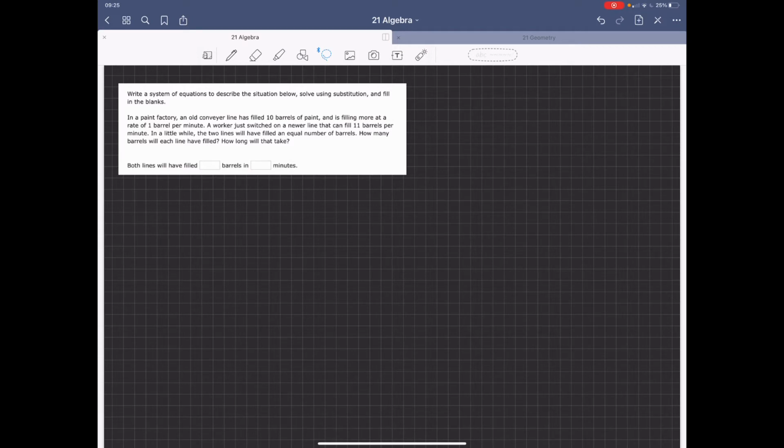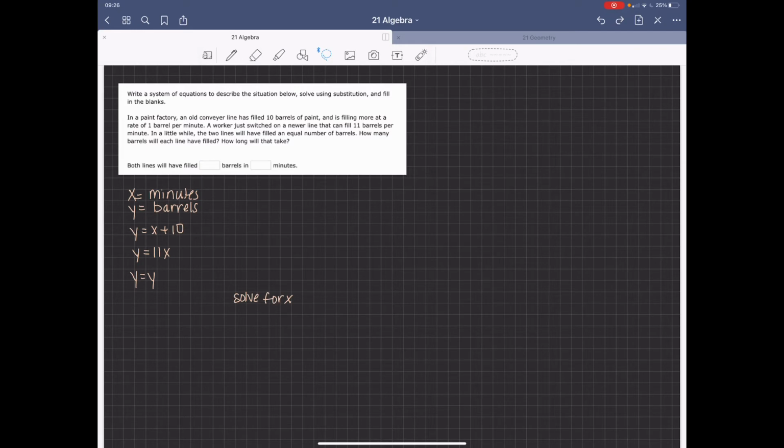So we're trying to figure out how much both lines will have filled in how many minutes. So I know that X equals minutes and Y equals barrels, I believe. Let me read this again. Yeah. So in the first conveyor belt, I start off with 10 barrels and then I move at a rate of 1 barrel per minute. So that's Y equals X plus 10. In the second line, I have 11 barrels per minute, so it's just 11X. So I know that Y equals Y.